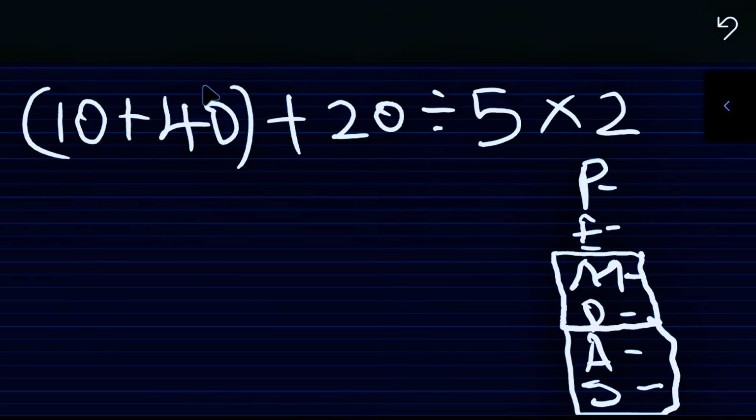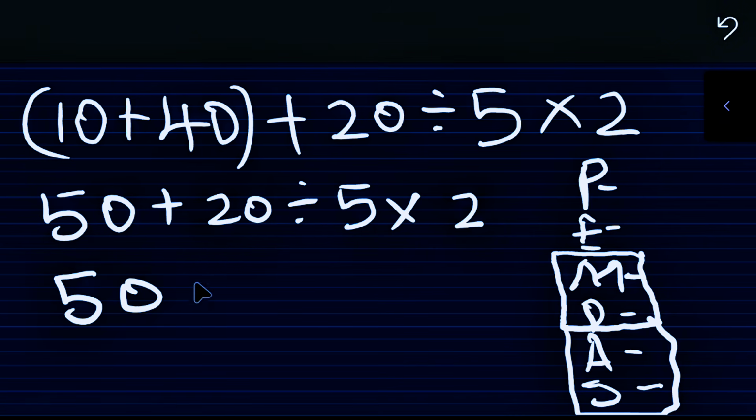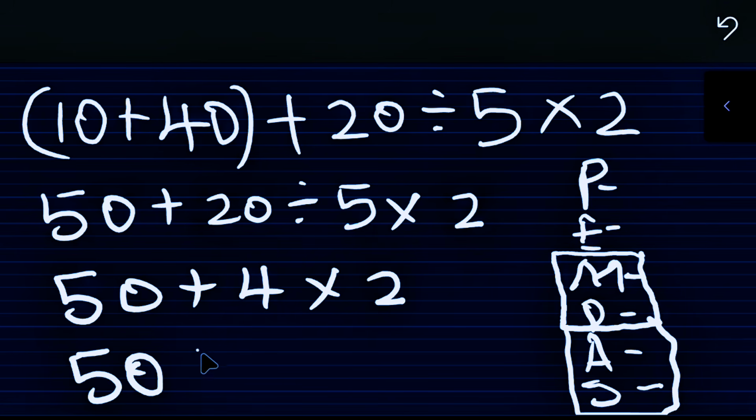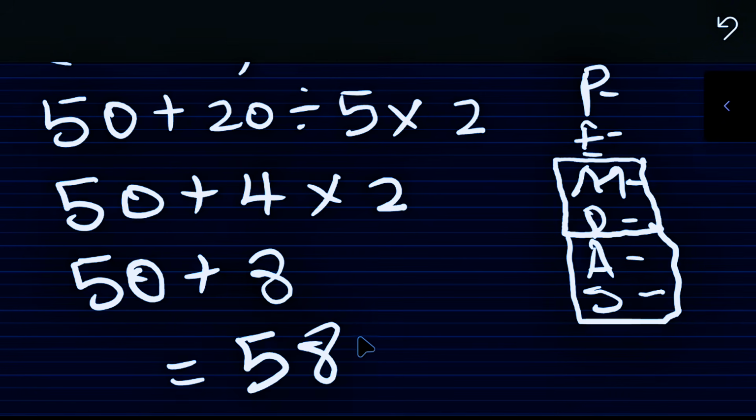So we are going to first of all attend to the parentheses. Okay, 10 plus 40 equals 50 plus 20 divided by 5 times 2. Now remember that we said that multiplication and division are of the same priority. So we are going to solve this from the left to the right. We have 50 plus 20 divided by 5 equals 4 times 2. So from here we have 50 plus 4 times 2 equals 8. And 50 plus 8 equals 58 as the right answer.